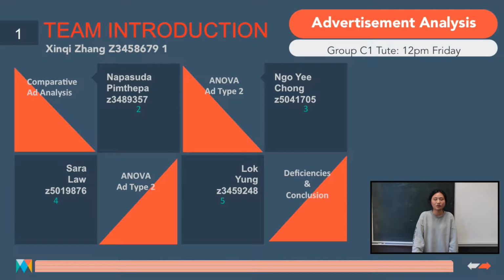Before we start, let me introduce my team. Here we have Angel, Lok Yung, Napasuda, Sara, and me, Christina. For this presentation, I'm going to talk about the introduction and general regression. Then Napasuda is going to analyze which type of advertisement is most effective. Then Angel and Sara are going to talk about the most effective type of advertisements across different demographic groups. And in the end, Lok Yung will present the conclusion.